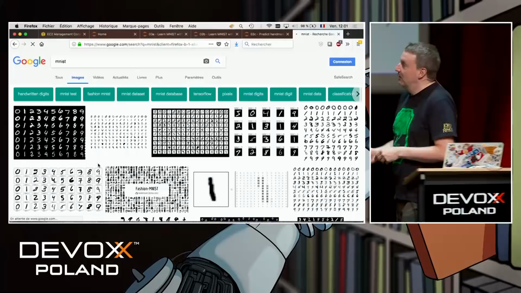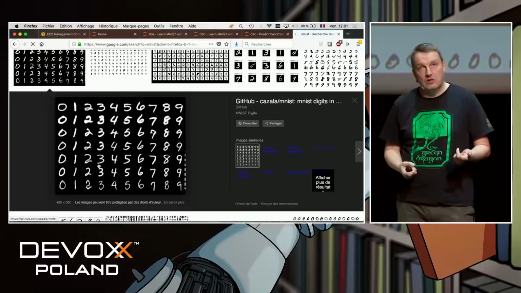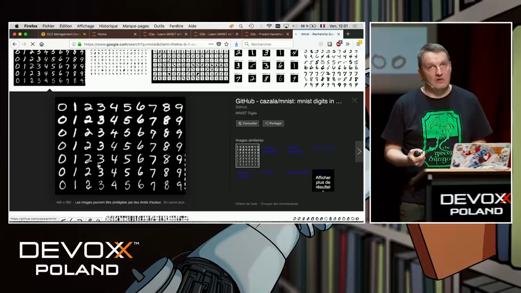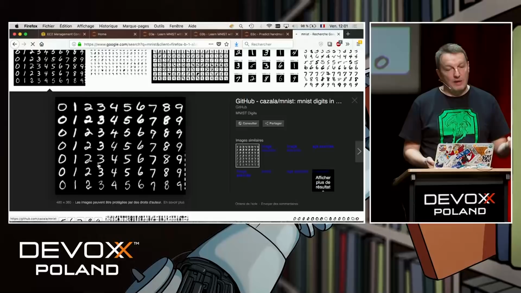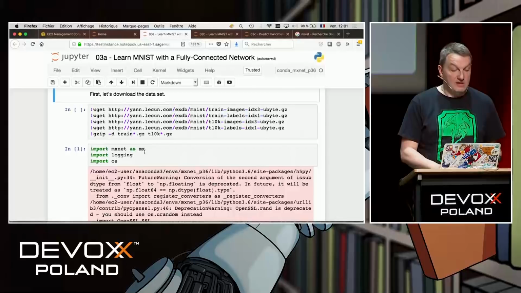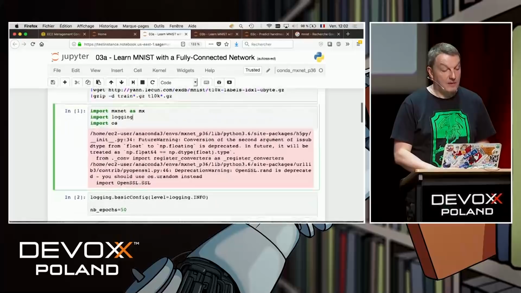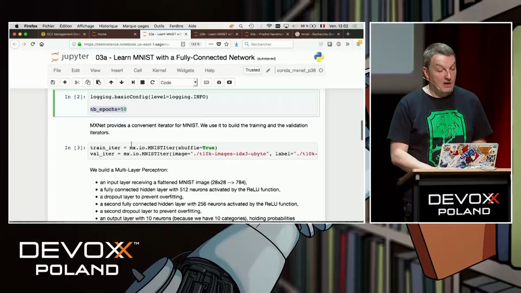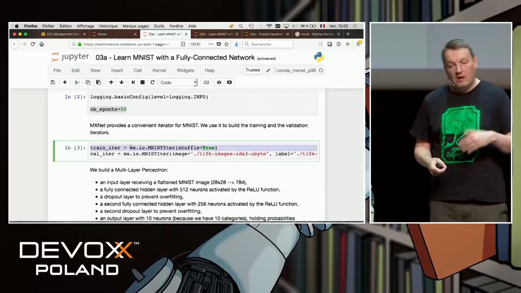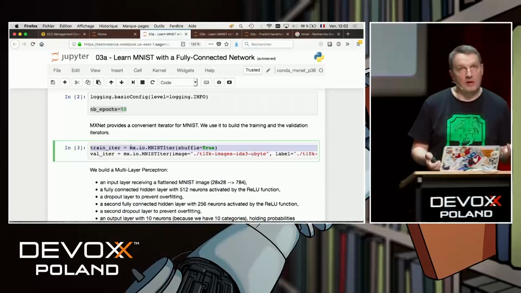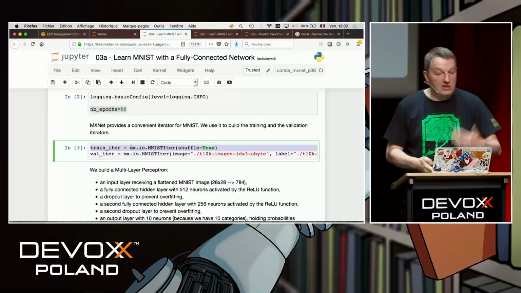So this is MNIST. 70,000 handwritten digits, 0 to 9. And obviously, the game is to learn to classify those images in the right category. They're black and white images, 28 by 28 pixels. So the first thing I'm going to do is download the data set that is already split in training and validation. I'm going to import MXNet. I want to train for 50 epochs. I'm going to use an iterator to load the data set from the files, and the iterator will slice that data set into batches automatically for me. So I don't have to slice it into pieces and pass that to the model. The iterator does it automatically for me.